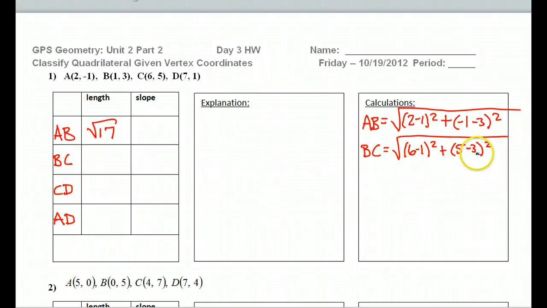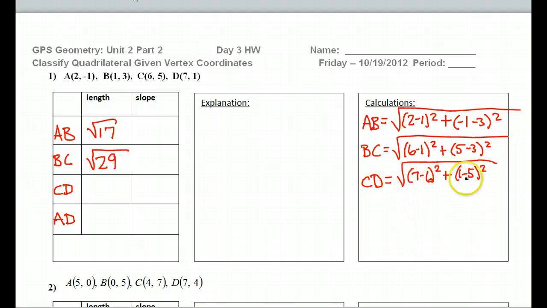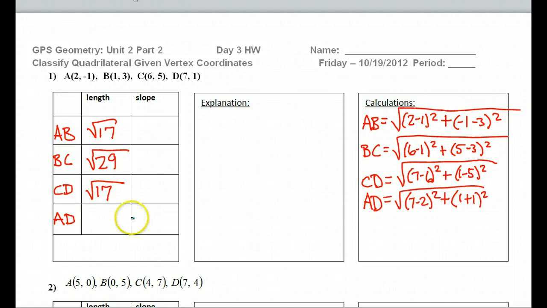So here's the setup for length BC, and this turns out to be the square root of 29. These are the calculations for length CD. That turns out to be the square root of 17. Alright, there are the calculations for AD, and that turns out to be square root of 29.